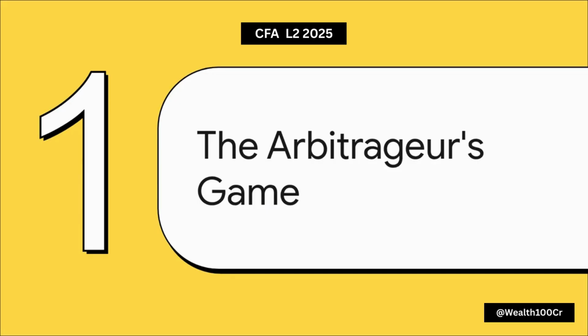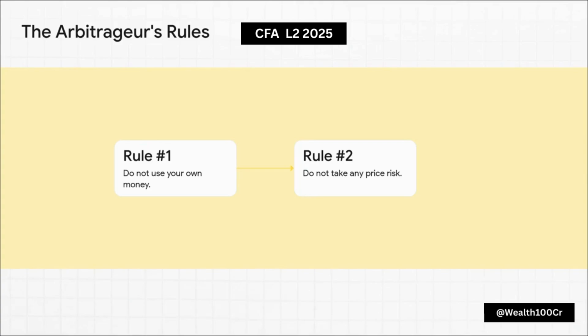The best way to get this is to imagine it's all a game with a very clear objective, risk-free profit, and as we're about to see, a couple of very, very strict rules. And here they are, the 2 golden rules of arbitrage. Rule number 1, you cannot use a single penny of your own money. The whole strategy has to be self-financing. You start with 0. And rule number 2, you cannot take any price risk. It has to be a sure thing. No matter what happens in the market, up, down, sideways, you can't lose. These 2 rules are the bedrock of everything we're about to build.